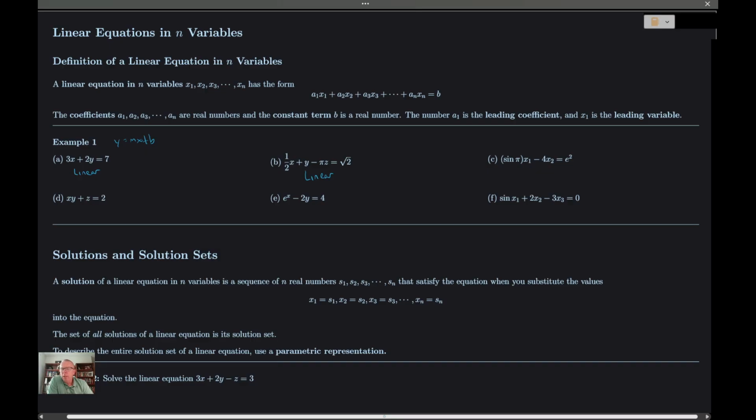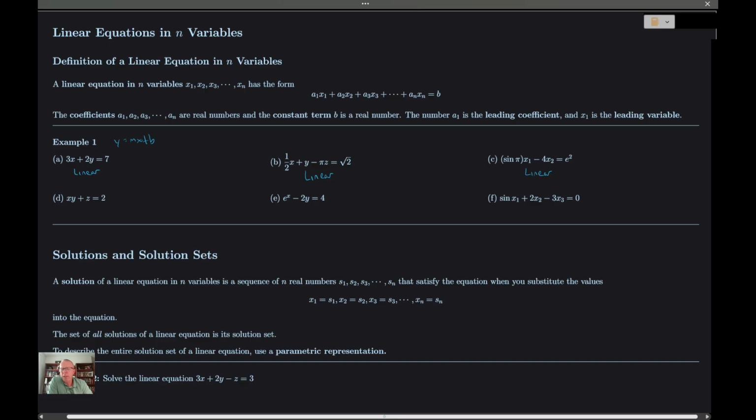Then moving along, we have sine of pi x1 minus 4x2 equals e squared. Now, of course, sine of pi is just 0, so really we don't even need that term. So this is fine. 4, of course, is fine. e squared is irrational, but that's fine. And then again, we have no exponents on the variables, so that's good. So this one is linear.